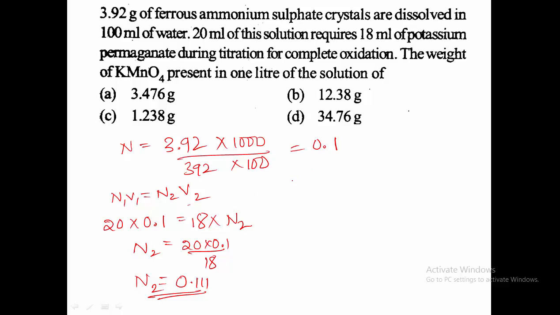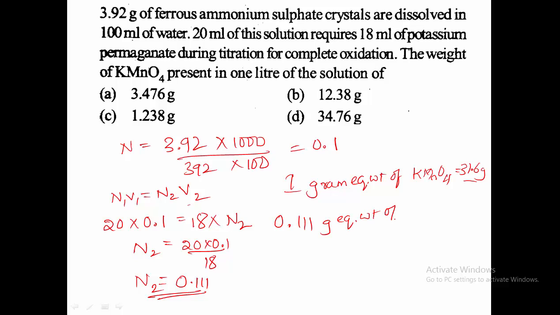One thing you have to remember, 1 gram equivalent weight of KMnO4 will be 31.6 gram. 1 gram equivalent weight of KMnO4 ಅಂದ್ರೆ ಎಷ್ಟು ರೀ? 31.6 gram. ಸೊ ಈಗ ಎಷ್ಟು ಅದ ರೀ ನಾರ್ಮ್ಯಾಲಿಟಿ? 0.111. So that means 0.111 gram equivalent weight of KMnO4 ಎಷ್ಟಾಗತ್ತೆ ರೀ?